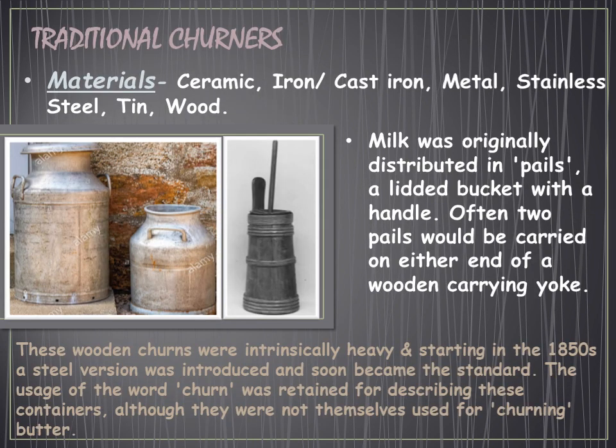Then I would like to move to the next traditional equipment. They are traditional churners. So here we are using those things to distribute milk from one place to another place. This is also a very popular and very ancient type of equipment, and we are commonly using this in milk production.